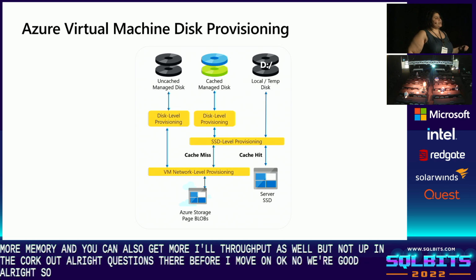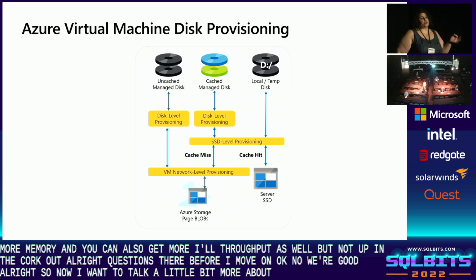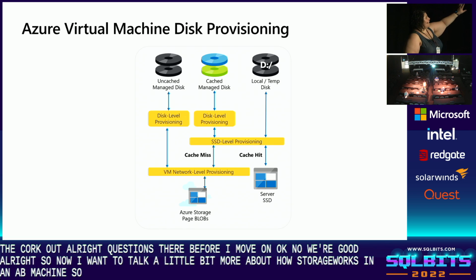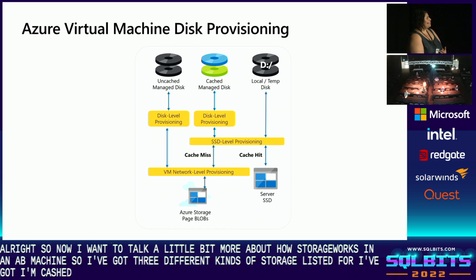So now I want to talk a little bit more about how storage works in an Azure Virtual Machine. I've got 3 different kinds of storage listed here: uncached managed disk, cached managed disk, and then local and temp disk.